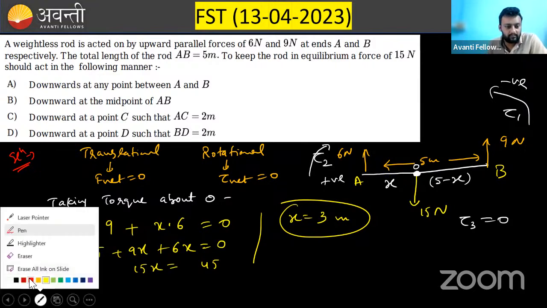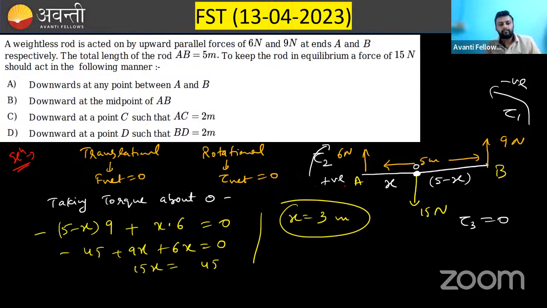Now check the options. Which option is correct? The first option says any point between A and B, not at any point. Downward at midpoint, this is not the midpoint. This is also wrong. At point C, such that AC is equal to 2 meter. No, AC should be 3 meter. That means this statement is also wrong. Downward at point D such that BD is equal to 2 meter. From A it is 3 meter, so from B this is going to be 2 meter. So this is the correct answer, which is 2 meter.